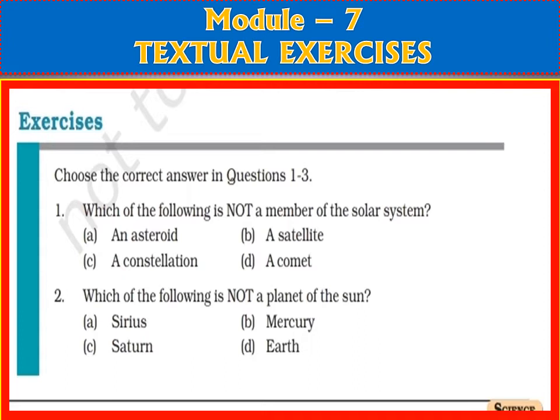Option A, asteroid, B, a satellite, C, a constellation, and D, a comet. And the answer is a constellation, because a constellation is a pattern formed by a group of stars, but the rest of the three are the members of the solar system.